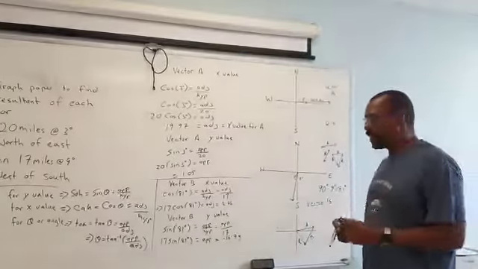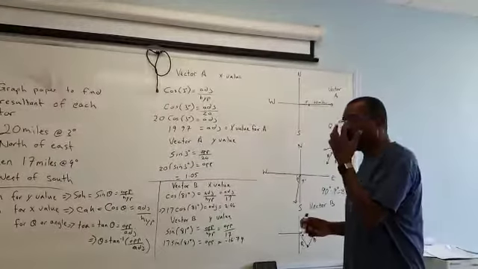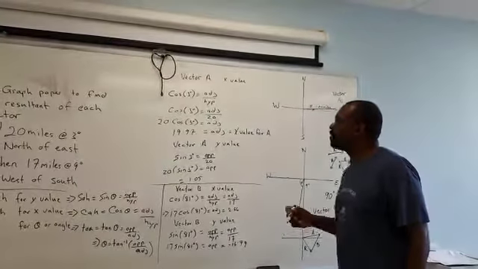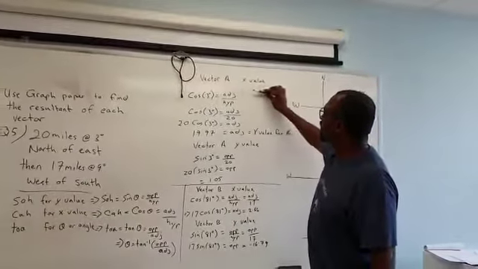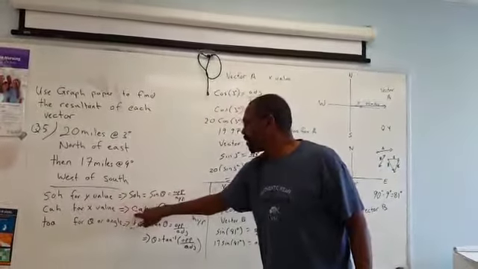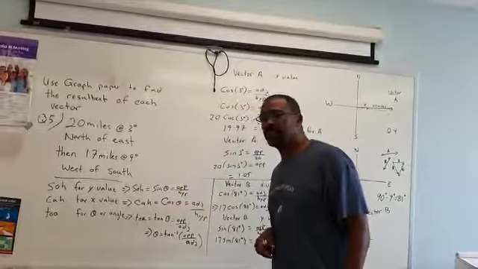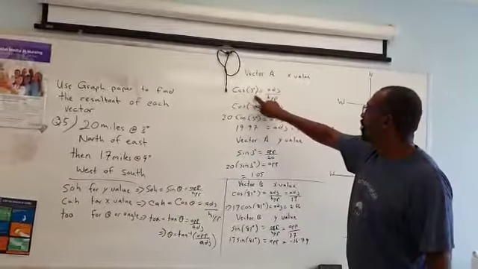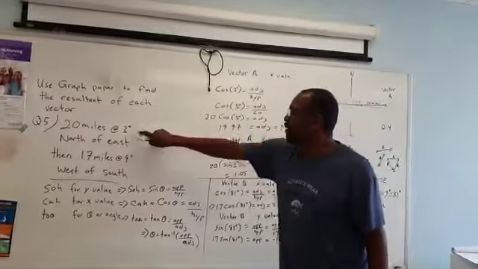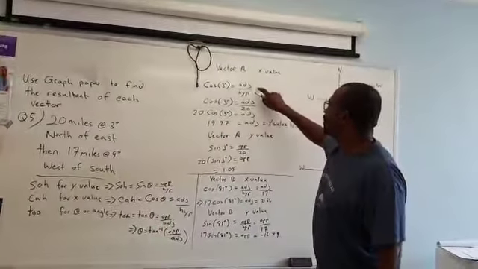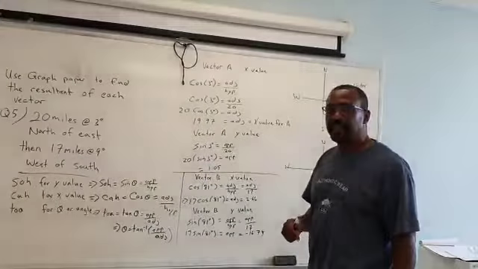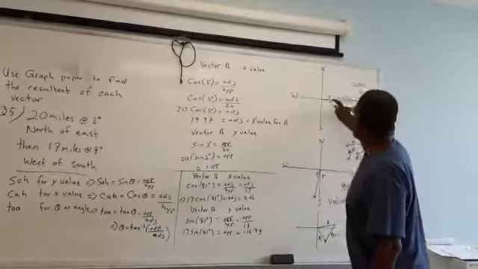Our first step is to find the x and y components for vector A and vector B. For vector A, to find the x value, we're using cosine theta is adjacent over hypotenuse. So cosine theta, with your angle of 3 degrees from your initial question, is equal to the adjacent over the hypotenuse. The hypotenuse is 20, the length of your vector.